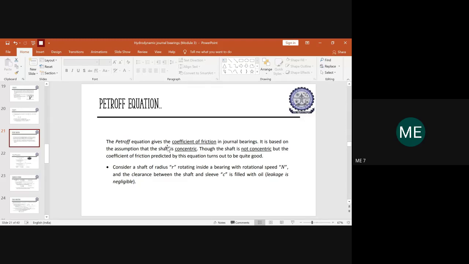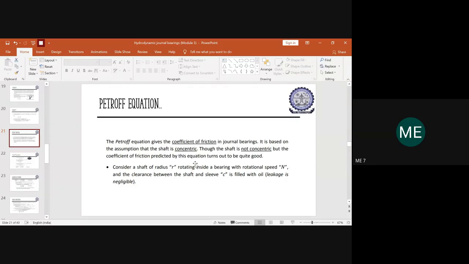This is the clarification given with the Petroff equation, because he assumed that the shaft is concentric and derived an equation to yield the coefficient of friction. But he also justifies that even if the shaft is not concentric, if you use this equation, the value it predicts for the non-concentric case will also be reasonably good. So that is the substantiation he gives for the assumption he has taken while deriving this equation. You have to keep this in mind.